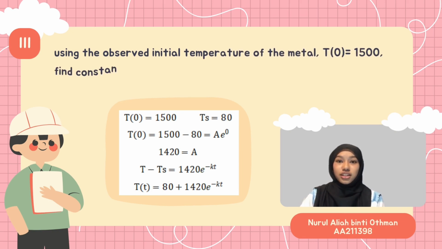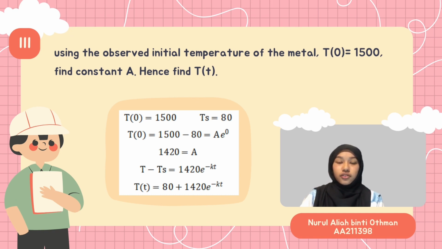The question asks, using the observed initial temperature of the metal, T0 equals 1500, find the constant A, hence find the temperature of the object. Firstly, we need to find A by putting all of the information given in the equation from question number 2 Roman. So the answer for A is 1420.